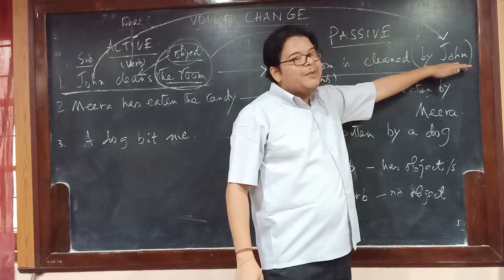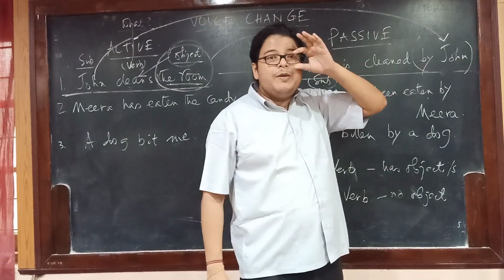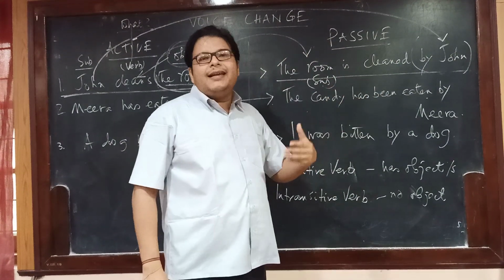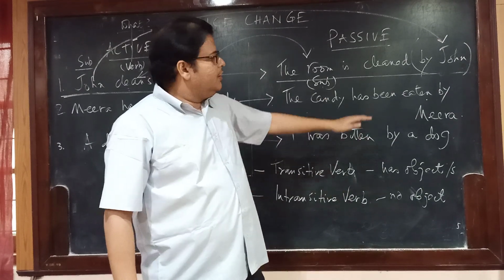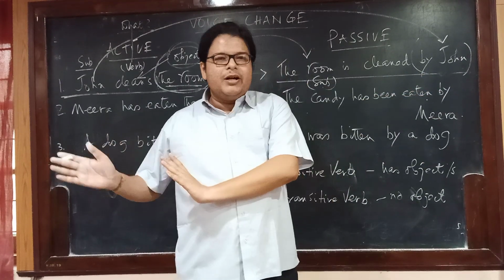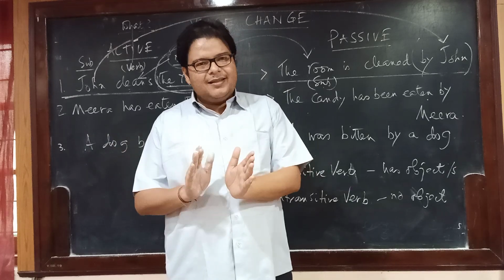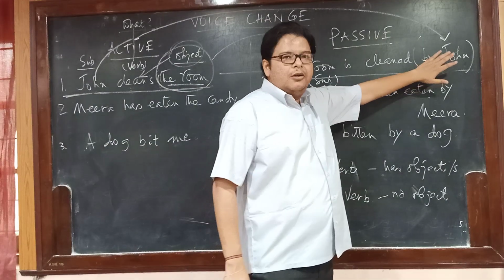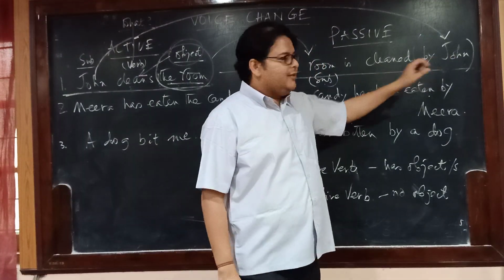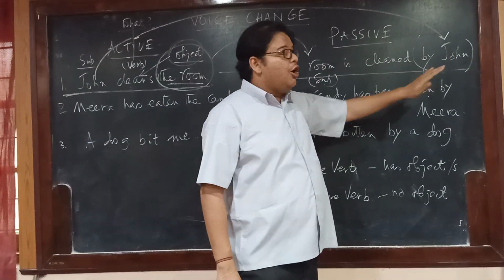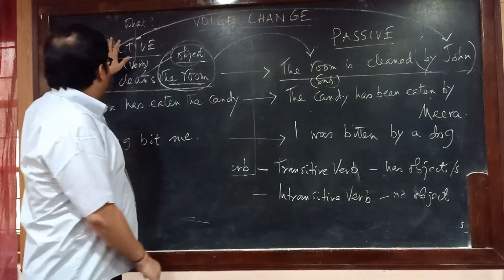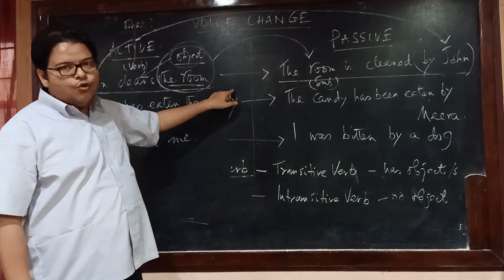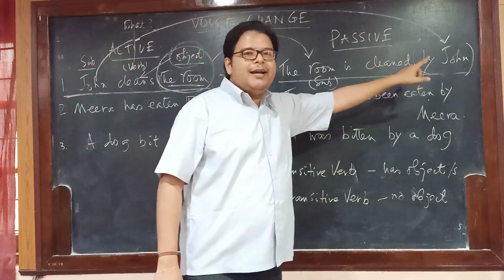In some cases, this might be unknown. The performer might be unknown, like my phone is stolen, right? In that case, by somebody, but we do not write by somebody since it is unknown, we can omit it, we can leave it out. Here we know who cleans the room. John cleans the room. So the room is cleaned by John. This is the passive voice of this sentence. John cleans the room. The room is cleaned by John.